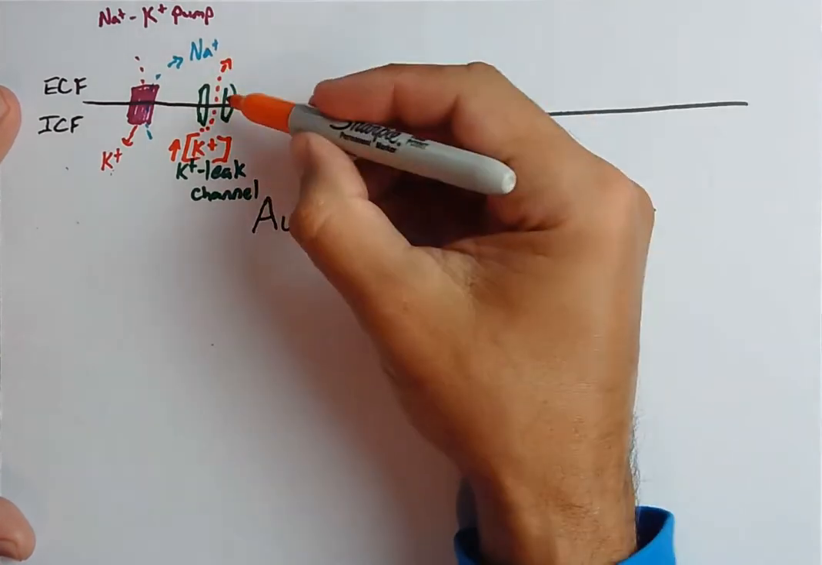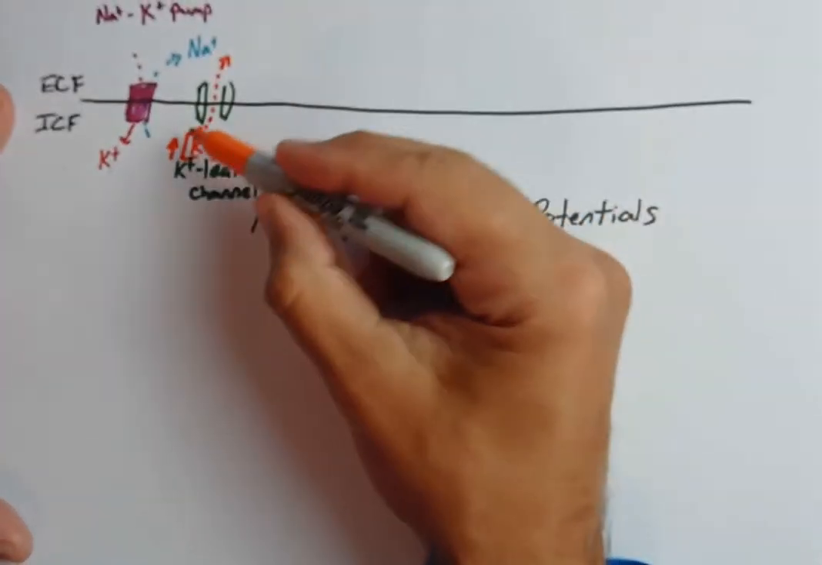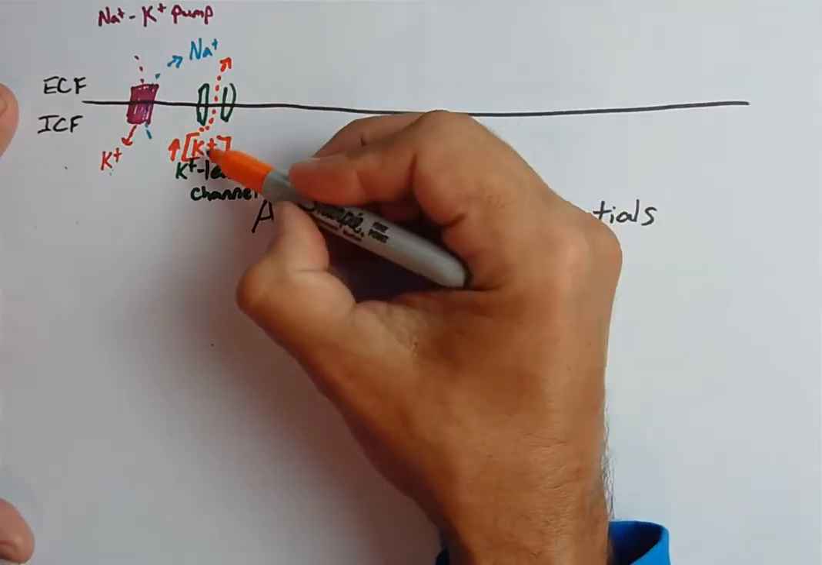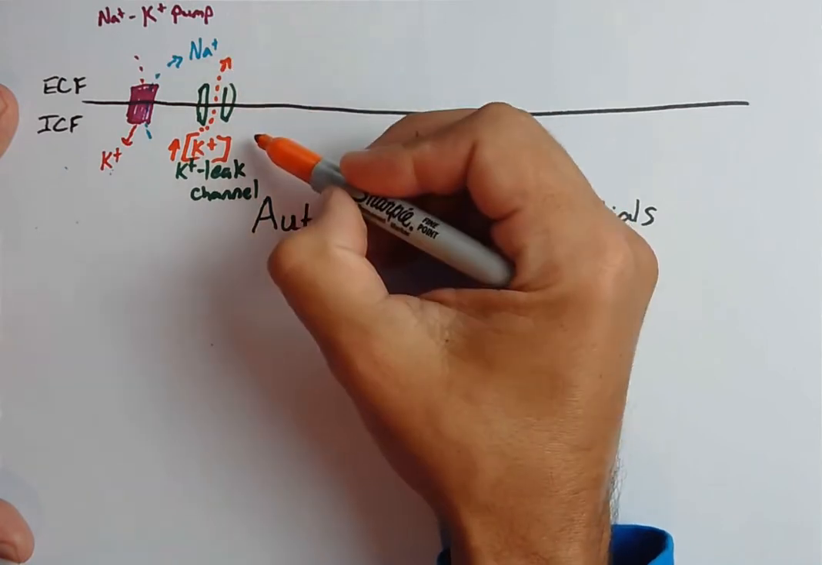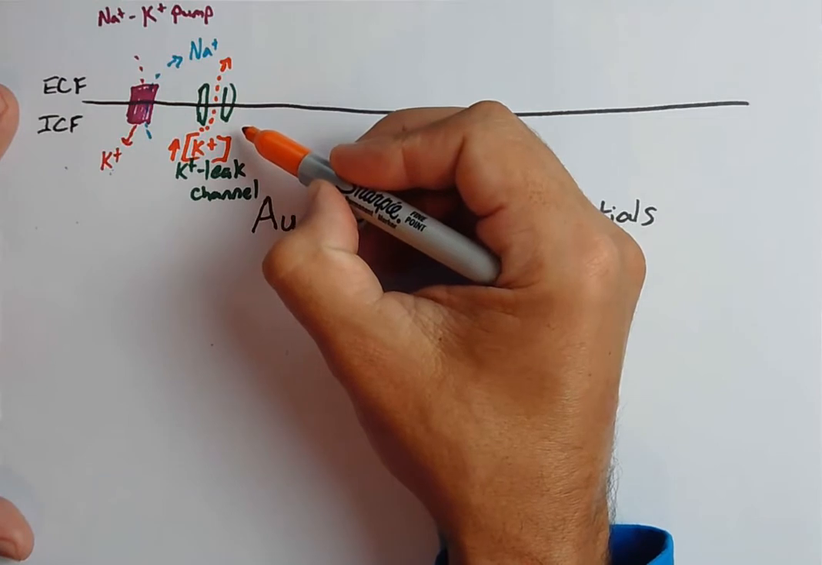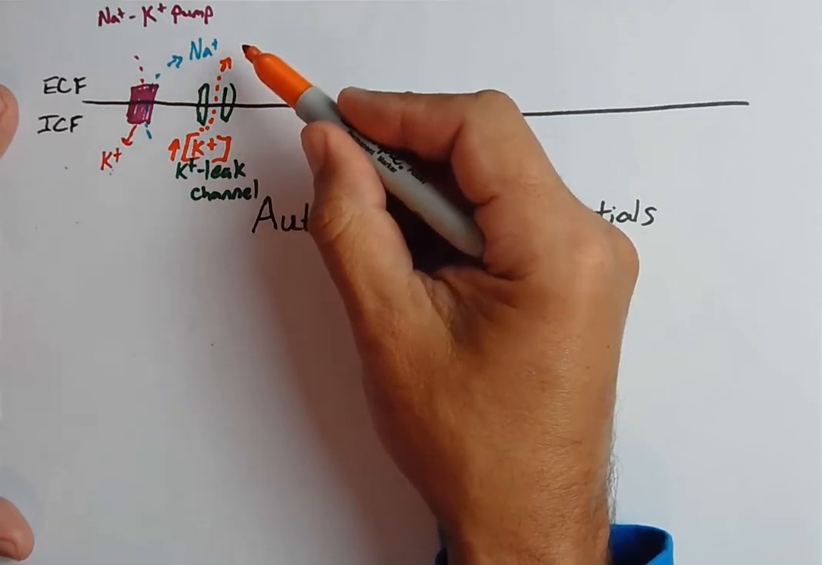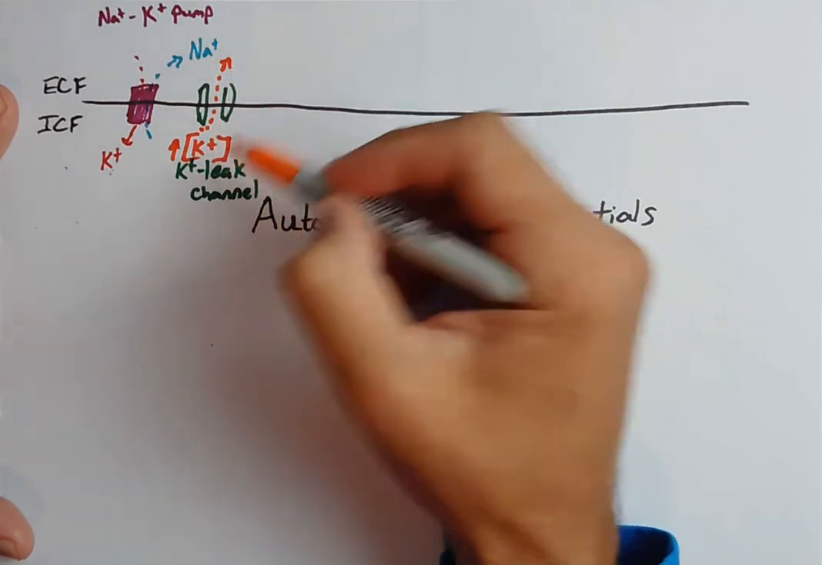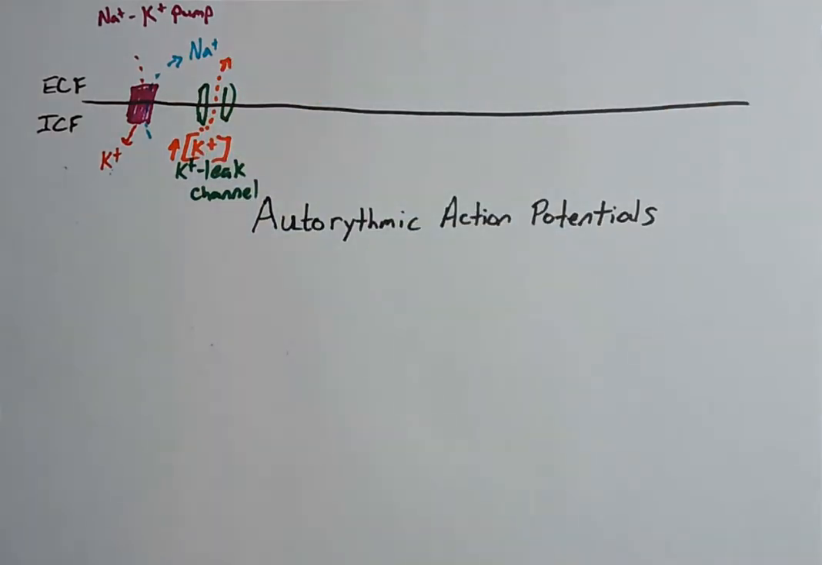And as it leaks out, what's going to happen to the membrane potential? What's going to happen to the total number of charges inside of the cell? Well, potassium has a positive charge, and as the positive charge leaves, then the inside of the cell becomes relatively more negative compared to the outside of the cell. Does that make sense? We lose the positive charges inside the cell as they leak out. Therefore, the inside of the cell becomes relatively more negative compared to the outside of the cell.